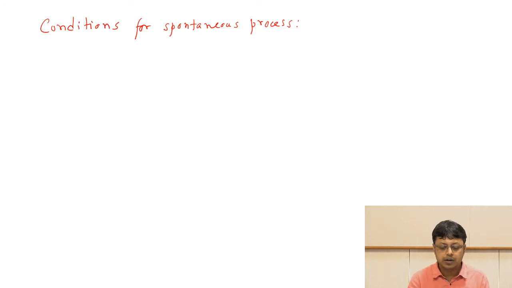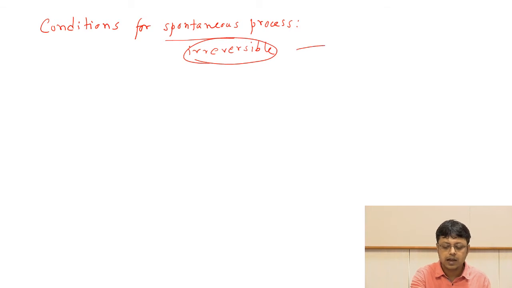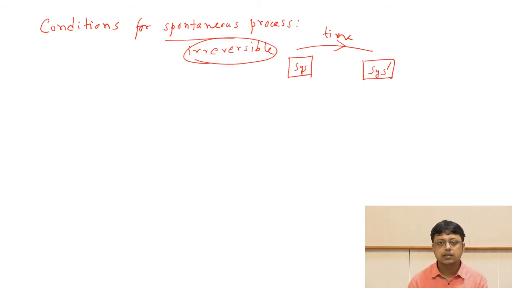All spontaneous processes must be irreversible in nature. We discussed that by irreversibility we mean there is an arrow of time. At an earlier time the system was in some state, and then the system evolves as time progresses to a new state, and this is irreversible in the sense that it cannot be reversed back because it happens spontaneously. So a spontaneous process by definition is an irreversible process.